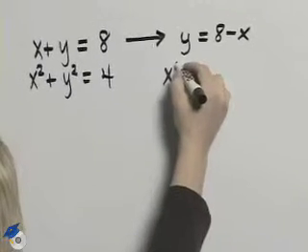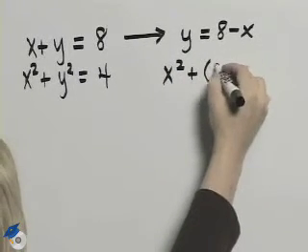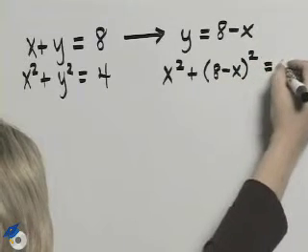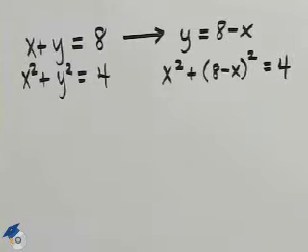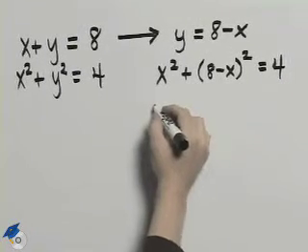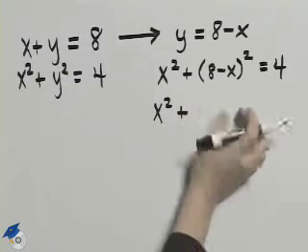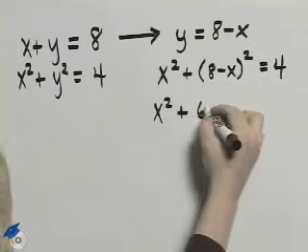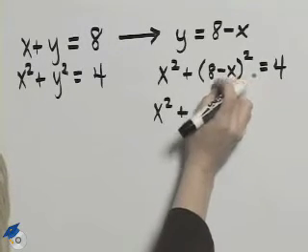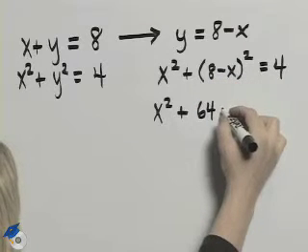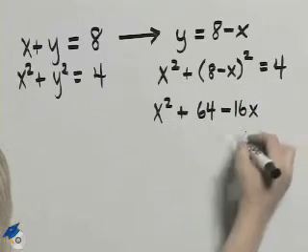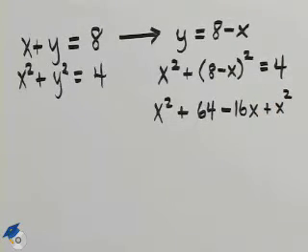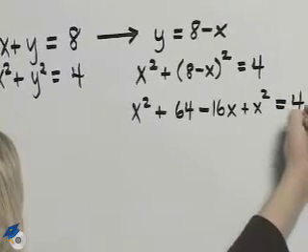Doing so will give us x squared plus (8 minus x) squared. Notice that's where y is in the original equation, equals 4. Now simplifying this a bit will give us x squared plus, now remember the rule for multiplying a perfect square. We'll square the first term, which is 64, take 2 times 8 times x, so minus 16x, and then plus the square of the second term, and that is all equal to 4.